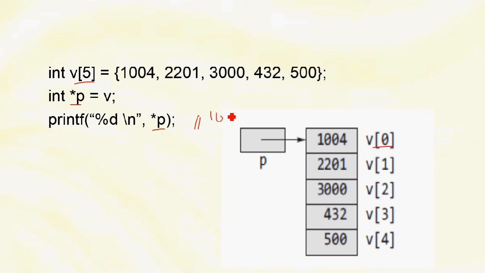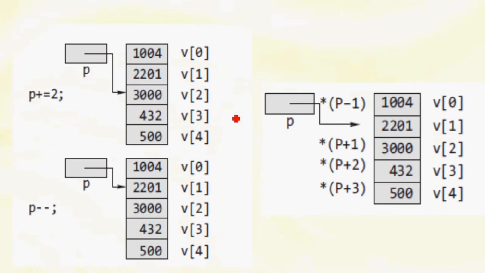So the output of this statement is 1004, because P points to the first location. So from P we are displaying the value, so we will get 1004. Now come to this statement. Now I am incrementing the pointer by 2. So by 2 means from the current location it moves 2 values after.